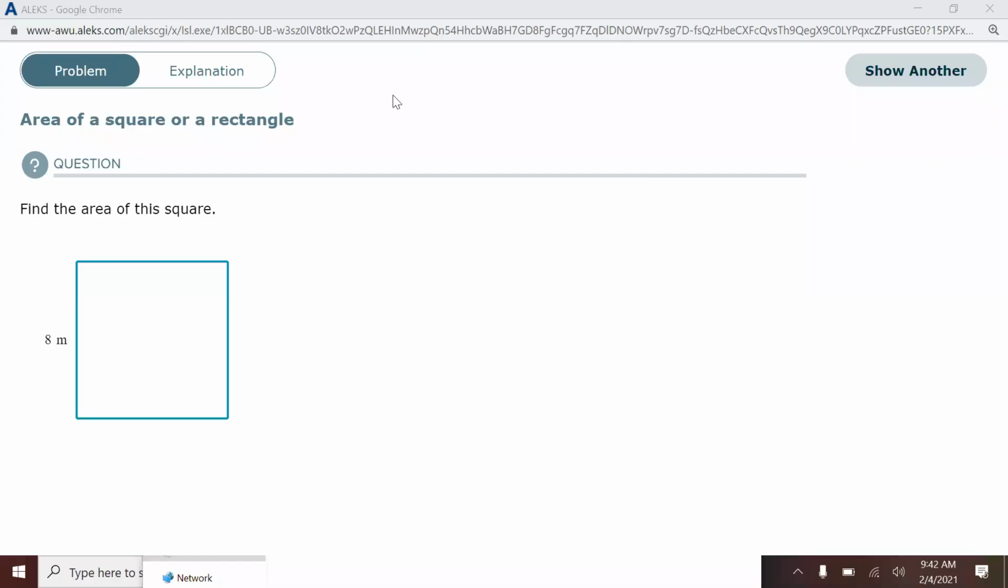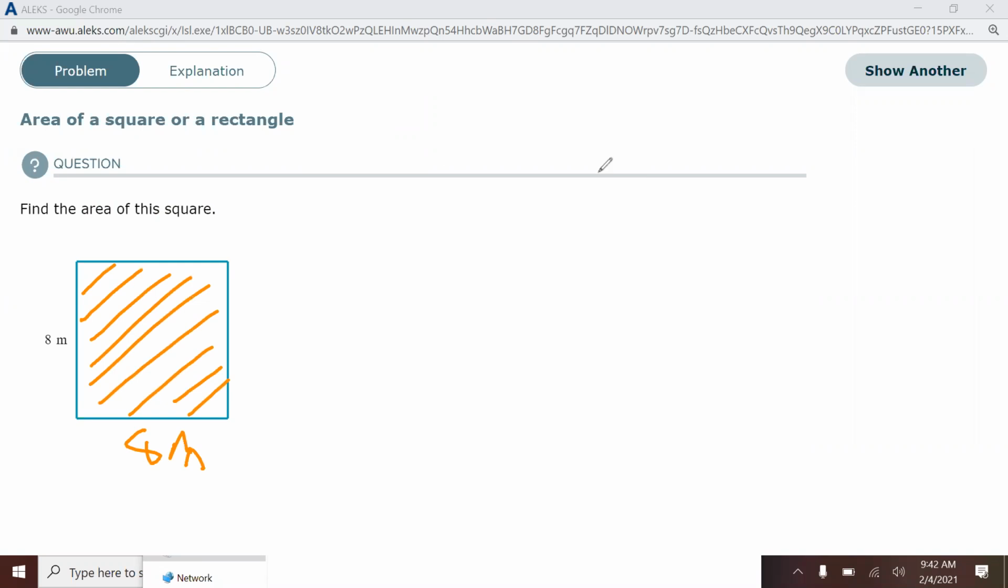Now we will do area of a square. Again, since it is a square, we know that each side is length 8 meters. But this time we are looking for area. So we are not looking for the distance around the edge. Rather, we are looking for how much space there is inside. Well, that space has certain dimensions associated with it. It's 8 meters that way, and it's 8 meters that way.